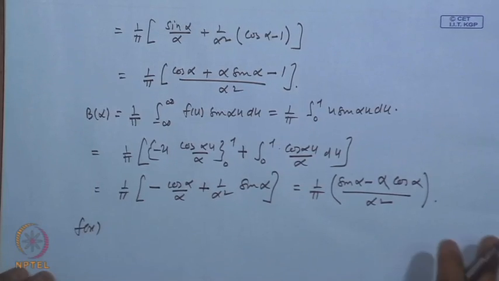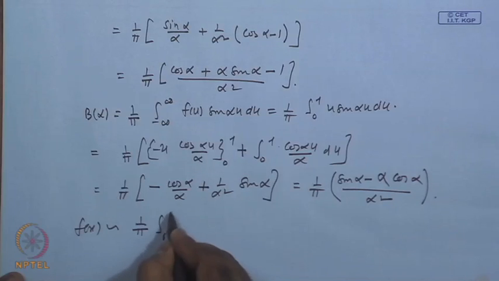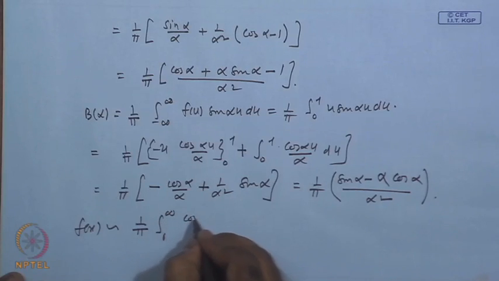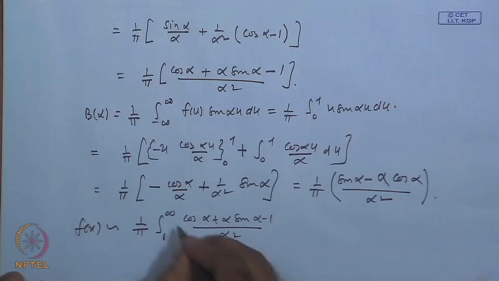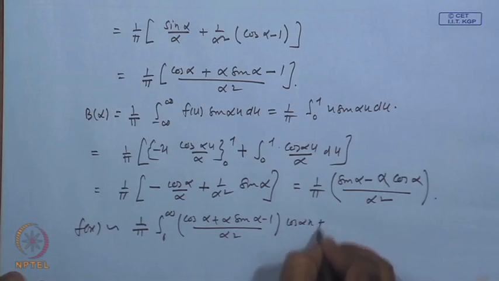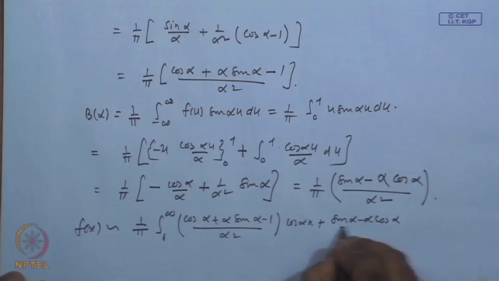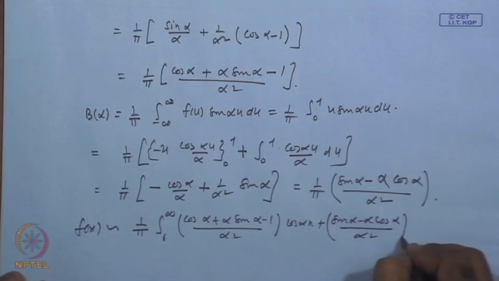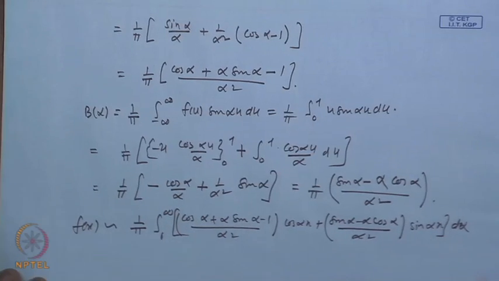So, the Fourier integral representation of the given function is the integral from 0 to infinity of A(α), that is cos α plus α sin α minus 1 divided by α squared, times cos αx, plus B(α), that is sin α minus α cos α over α squared, times sin αx, dα.